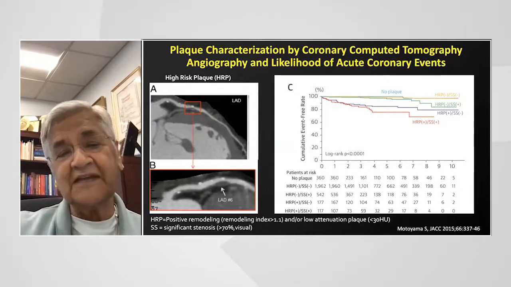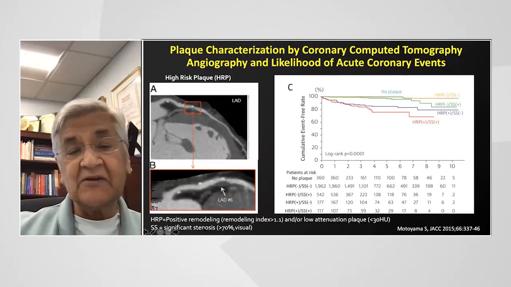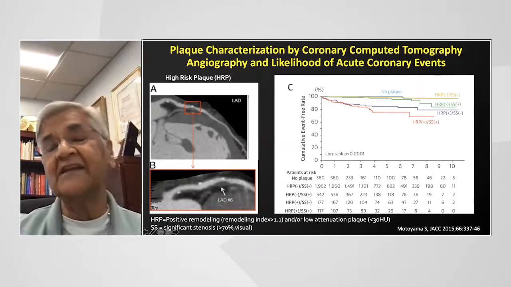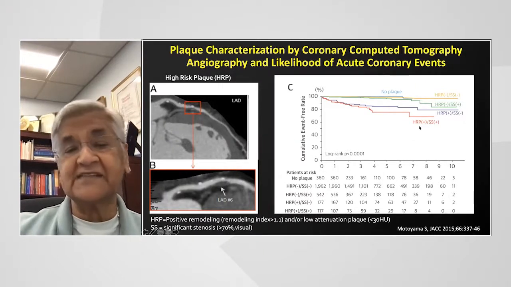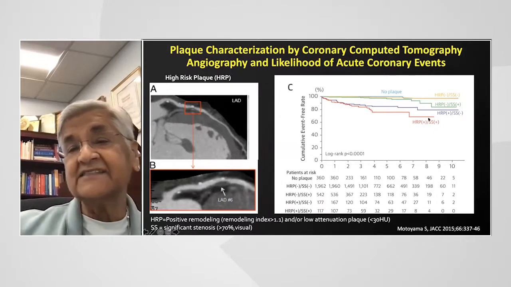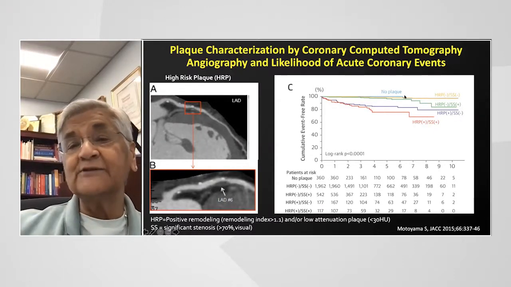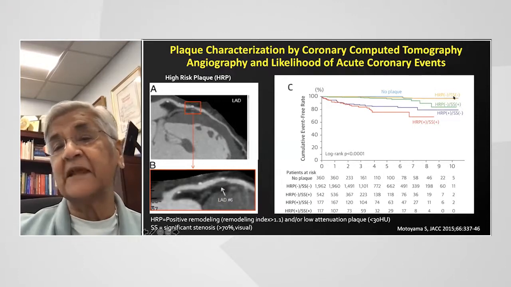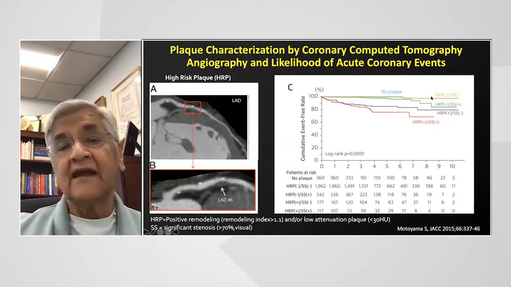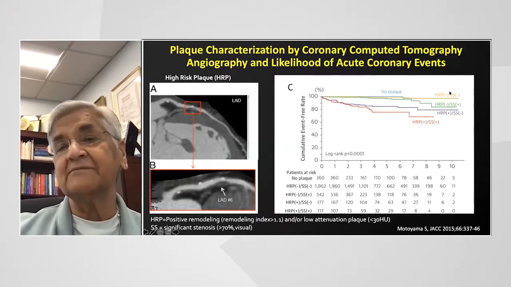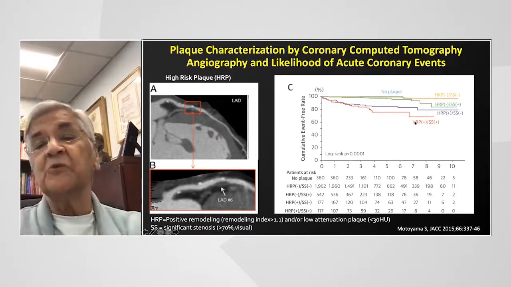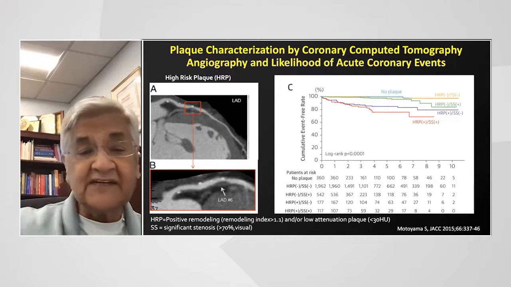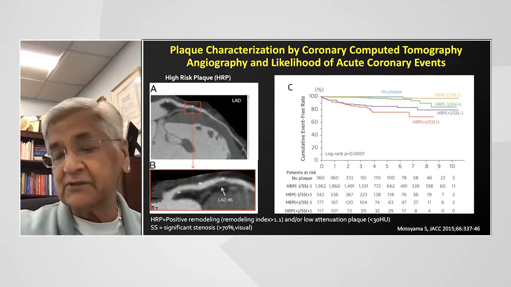Now, this work came out of Japan, and they showed that if you could identify high-risk plaque with positive remodeling or low attenuated plaque, and look at stenosis, that is significant stenosis greater than 50%, 70%, you can see that those without those features, that is no high-risk plaque, no significant stenosis, had a cumulative event rate that was extremely low or not at all. And the highest event rate occurred in high-risk plaques with, at the same time, presence of significant stenosis, and then in between the others.